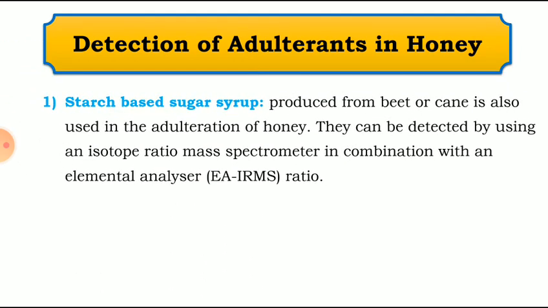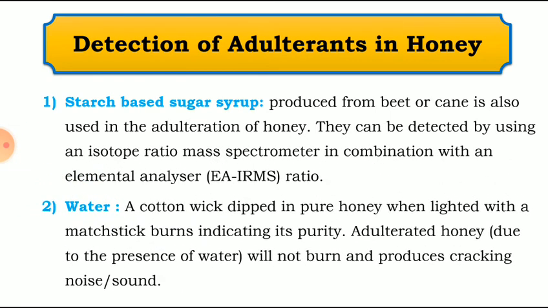How can we identify it in honey? Syrup produced from beet or cane is also used in the adulteration of honey. They can be detected by using an isotope ratio mass spectrometer in combination with an elemental analyzer, EA-IRMS ratio. This is the procedure.